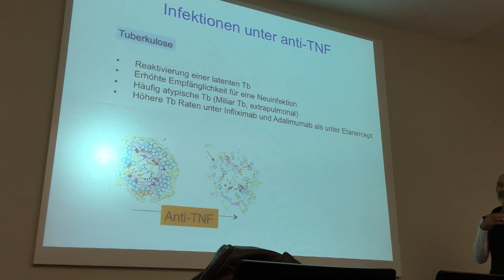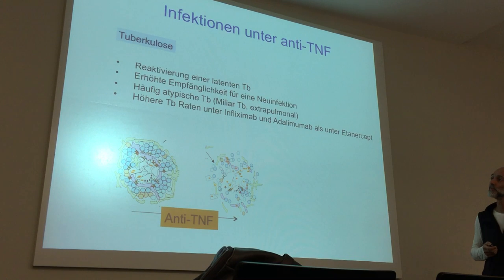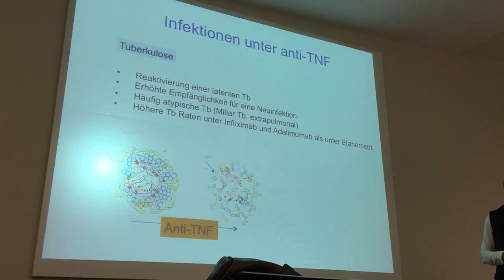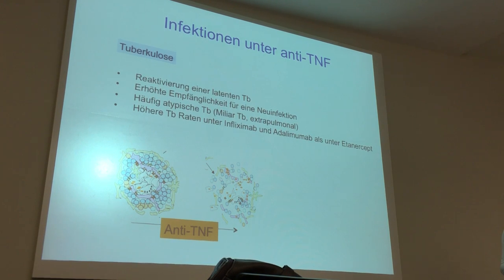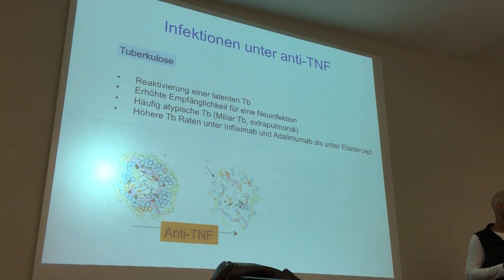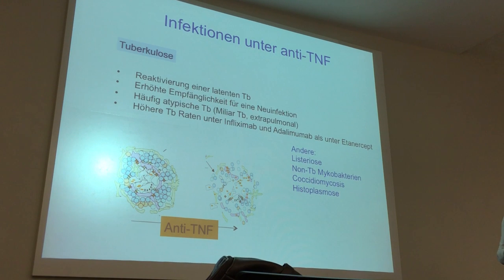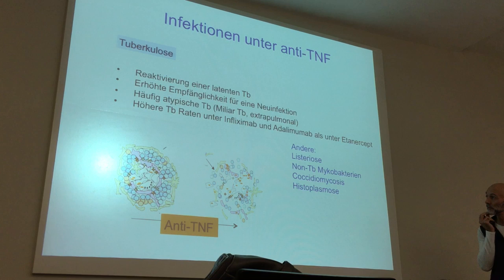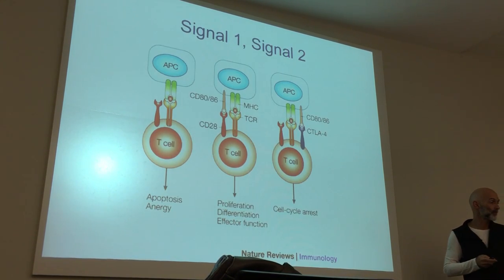There were also cases of very nasty atypical TB diseases, and these patients are also at a higher risk of developing TB if they are treated with these drugs. This is important nowadays. Think about globalization. If someone travels to India three times a year, this can be a problem if they are treated with TNF blocking. And we also have other bacteria that are usually very, very rare, but can be observed under this immunosuppressive therapy.